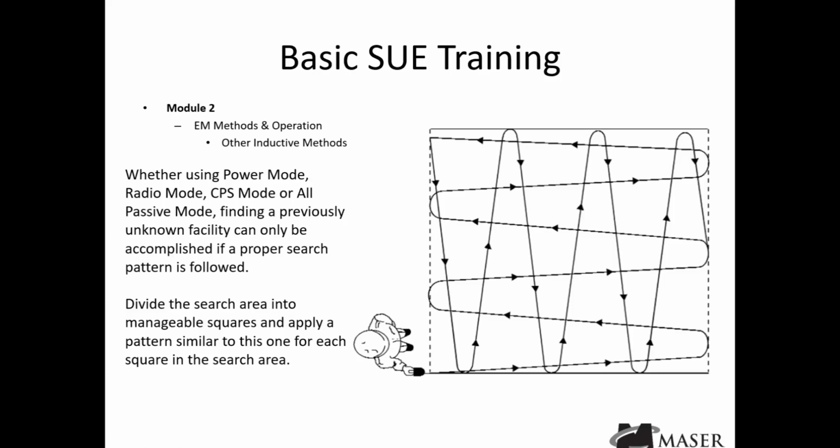So whether you're using the power mode or the CPS mode or any one of the passive modes, you can go out and perform this kind of grid search to identify if there's any facilities in the ground that are re-radiating these signals, and then use that information to make a determination about coming back and reevaluating by dropping the box or by digging it up and exposing it.